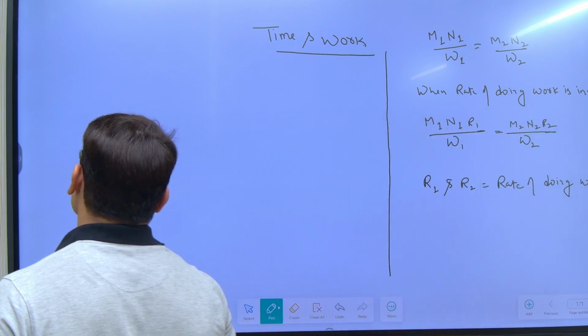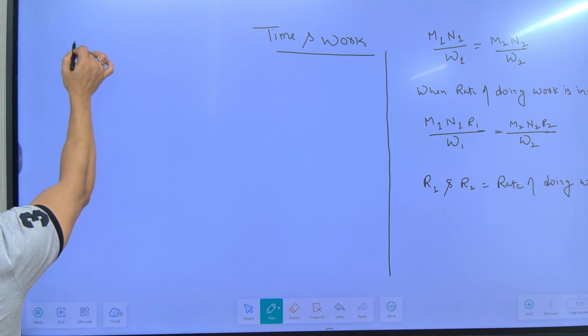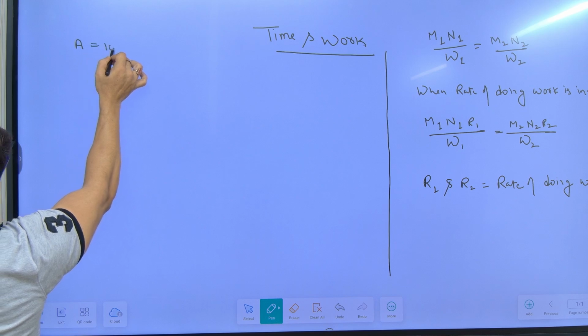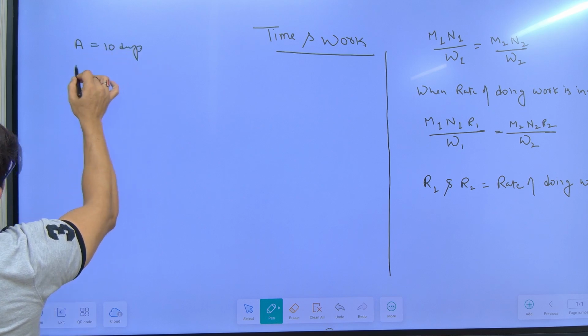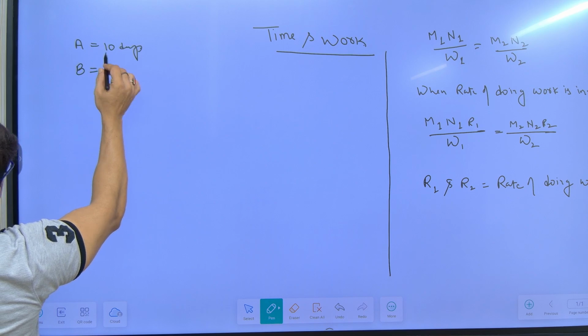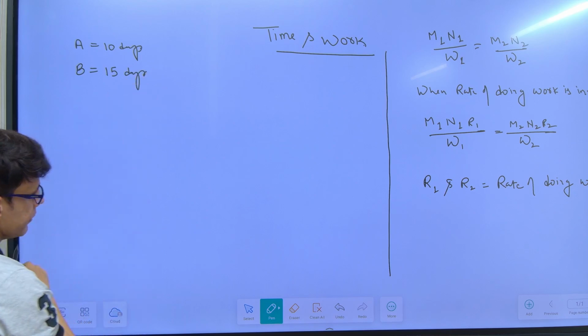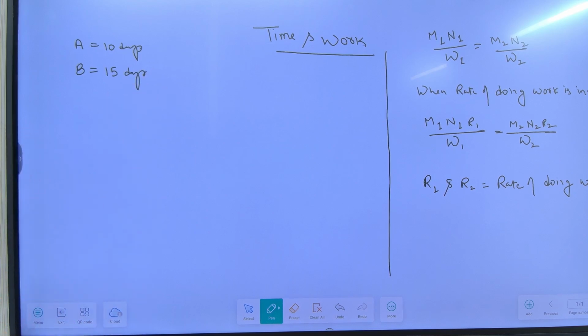So suppose I have a question: A can do a work in, let's say, 10 days, while B can do the same work in, let's say, 15 days. Since both of them are doing the same work, work is constant here. If A and B work together, in how many days will they finish the work? Let us understand this question.